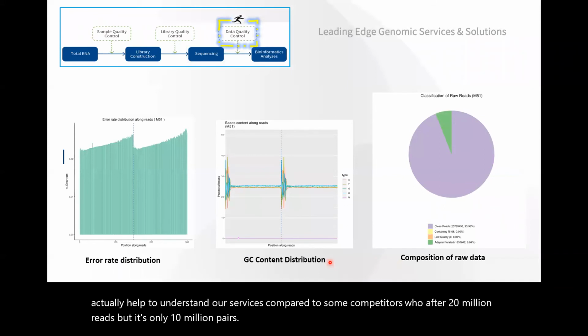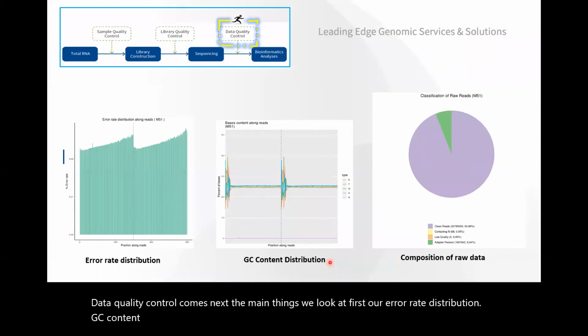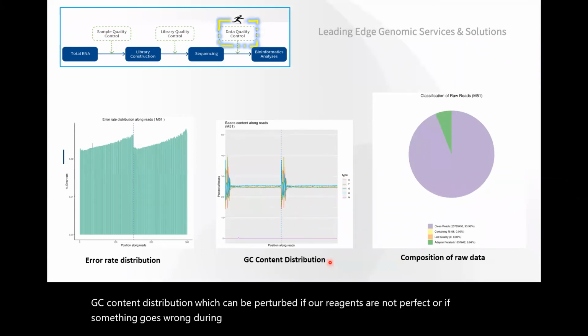Data quality control comes next. The main things we look at first are error rate distribution, GC content distribution, which can be perturbed if our reagents are not perfect or if something goes wrong during sequencing, and the composition of raw data.